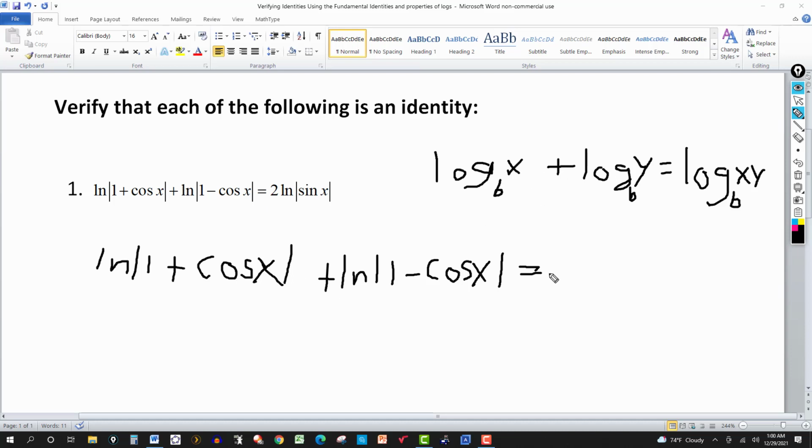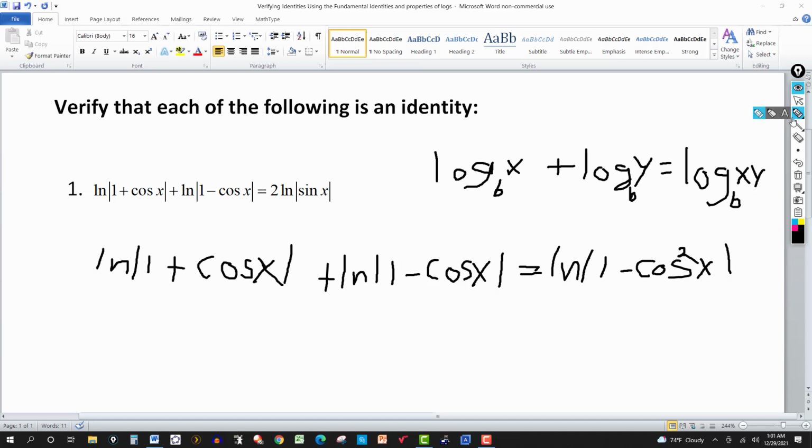So over here, I can rewrite this using this property as the natural log of this product. And I'm just going to put it in absolute values. I could try to separate, but again, I can multiply through absolute values. So this will be 1 plus cosine x times 1 minus cosine x. So that's going to be the difference of the same two terms. So it should be clear to you, I hope, that this is the natural log of the absolute value of 1 minus cosine squared of x.